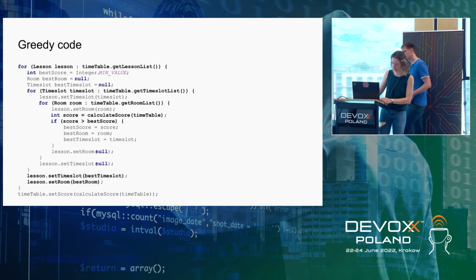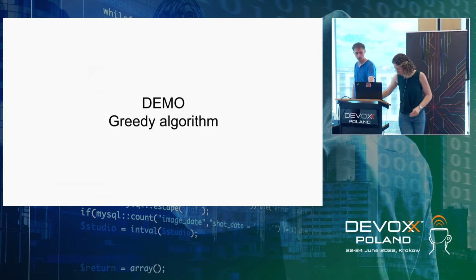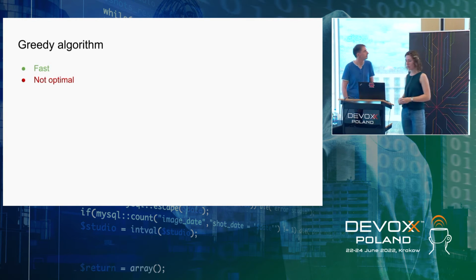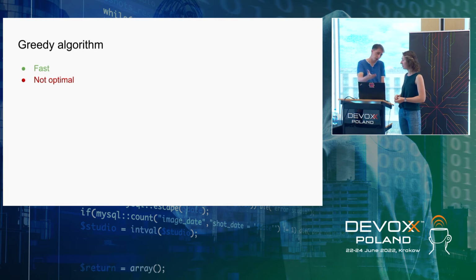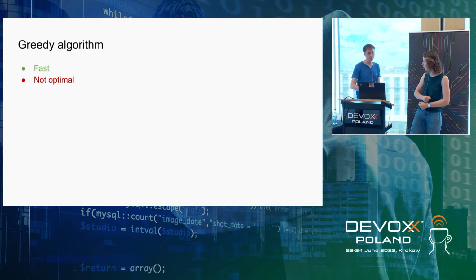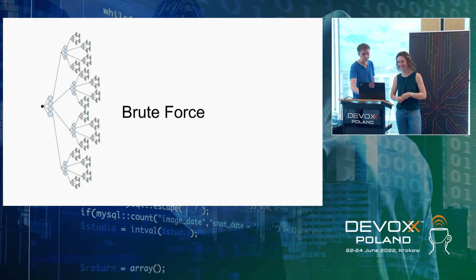So, what about the other idea? How about using something else? Yeah, greedy was fast, not optimal. Do you have a better idea? Well, how about brute force? Okay. All right.